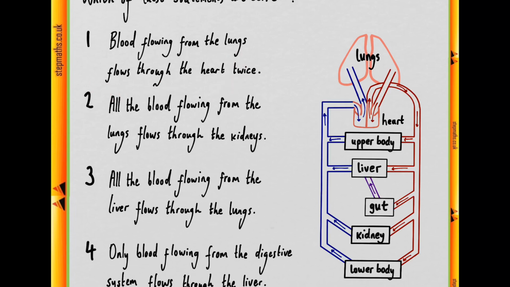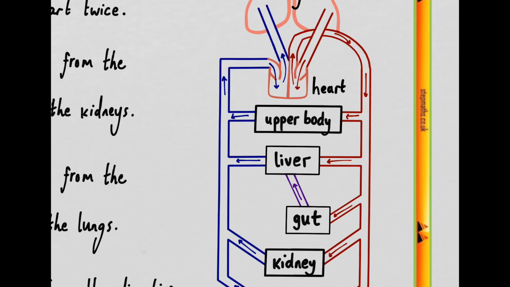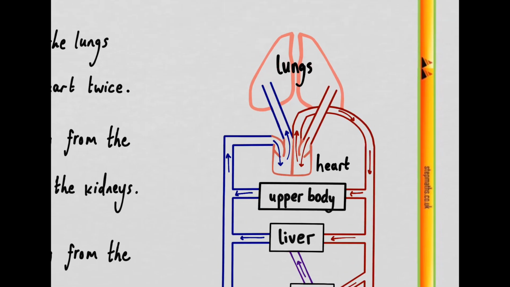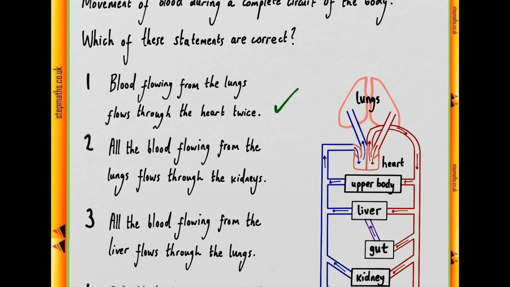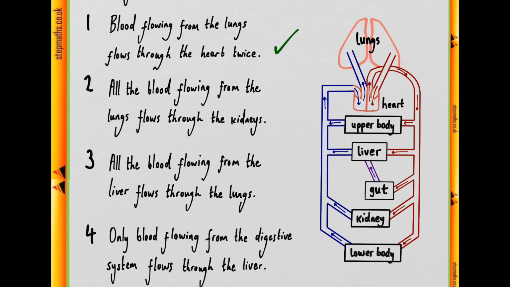Well, does this happen? So here is our blood flowing from the lungs. This will be via the pulmonary vein. So this blood will then eventually go around the entire body. Let's say it goes through the upper body, returns as venous blood from the upper body, returns in the vena cava to the right hand side of the heart, at which point it will enter the lungs again. So yes, it does flow through the heart twice. Okay, so we can move on to statement 2.